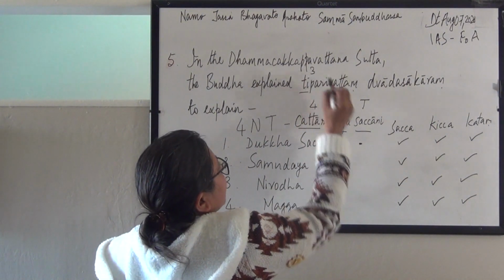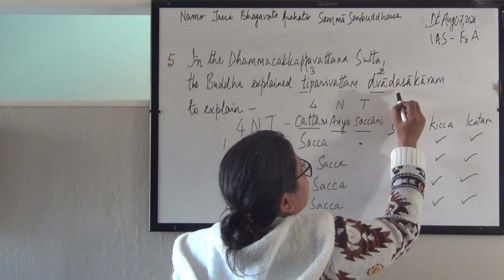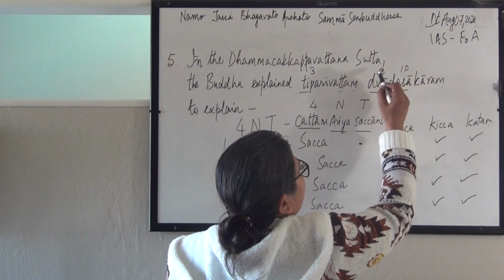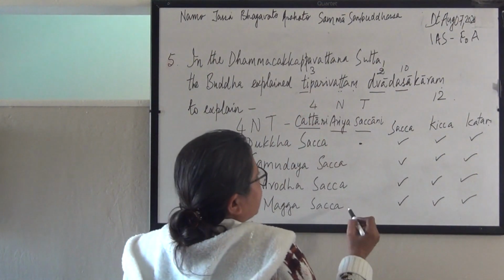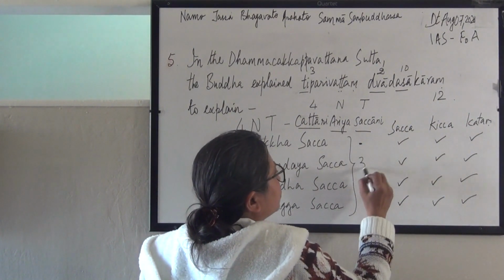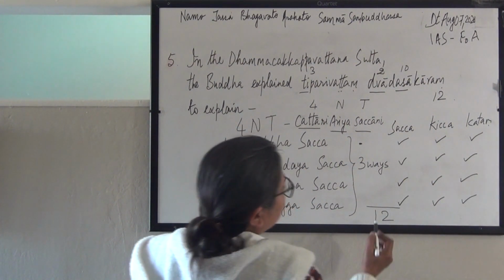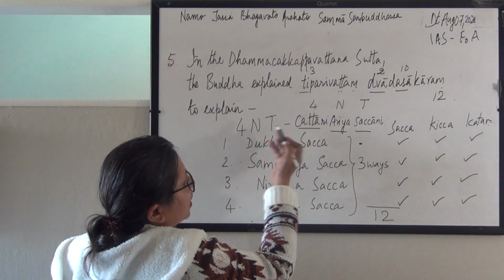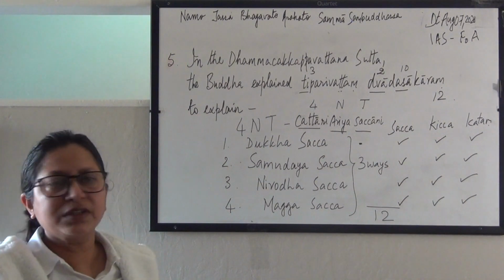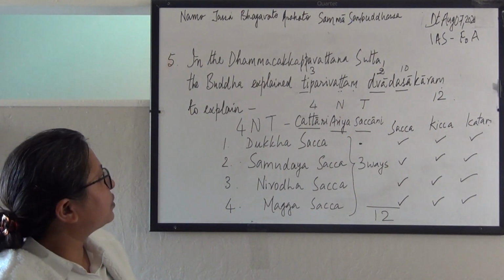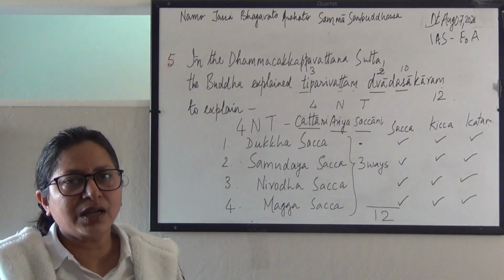Ti means 3, Parivattam means 3-fold, 3 times. Dva means 2, Dasa means 10. So you have 10 and 2 as 12, right? So these 4 Noble Truths in 3 ways is equal to a total of 12. In these 12 ways, the Buddha has explained the 4 Noble Truths totally. So that is Ti Parivattam Dvadasakara, the 4 Noble Truths. So the right answer is, in the Dhammacakkappavattana Sutta, the Buddha explained Ti Parivattam Dvadasakaram to explain Chattari Arya Satchani.